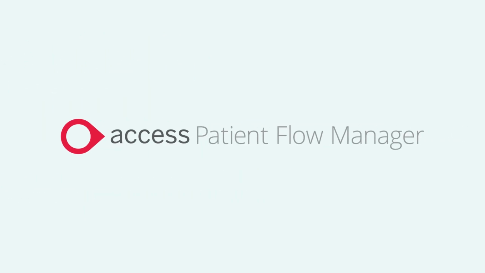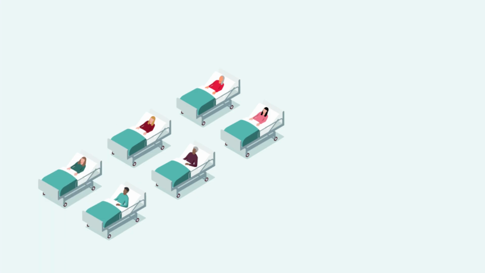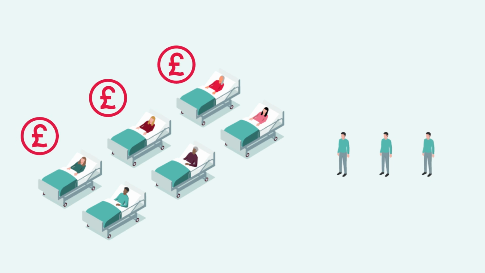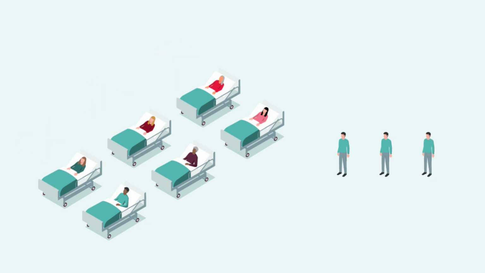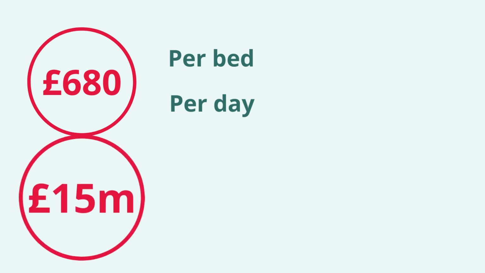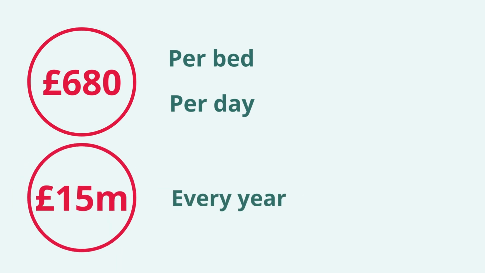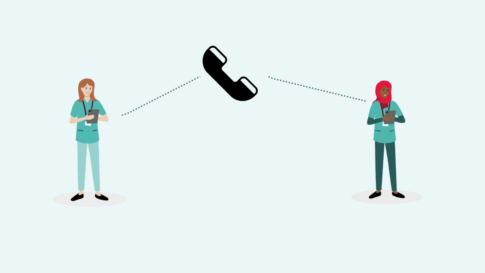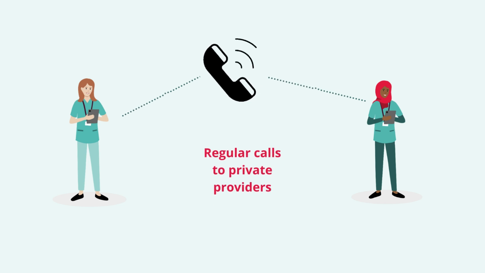Let's look at a typical situation in a trust. Post-COVID, demand for beds has increased. This has meant that a lot of community and mental health trusts have had to pay for additional private beds to cope. These come with huge costs, on average £680 per bed per day. With just 60 private beds, that's £15 million every year. The status of patients is also harder to monitor, with clinicians having to call the private providers regularly for updates.